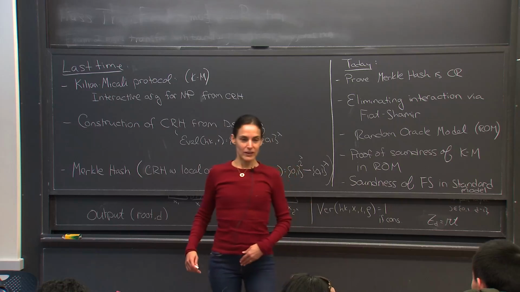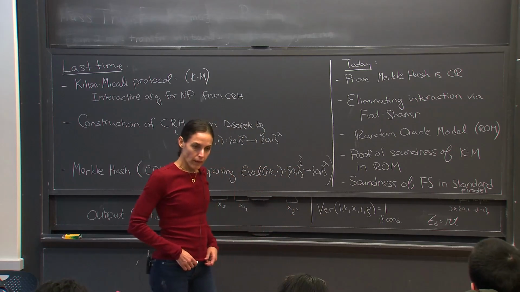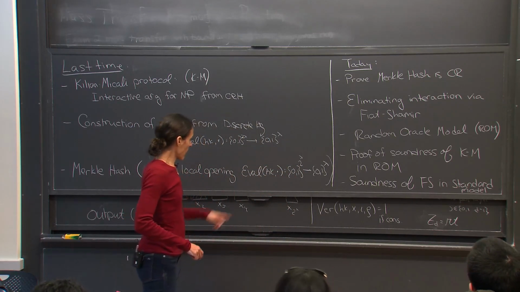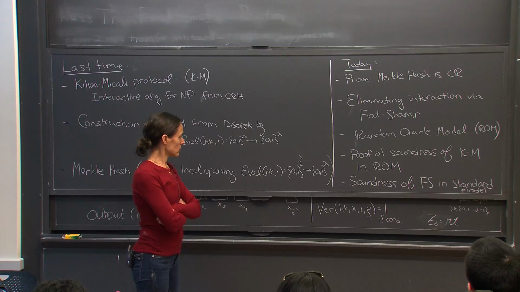You shouldn't be able to do 2 to the lambda, right? Because if you're hashing something that long, you'll find a collision.